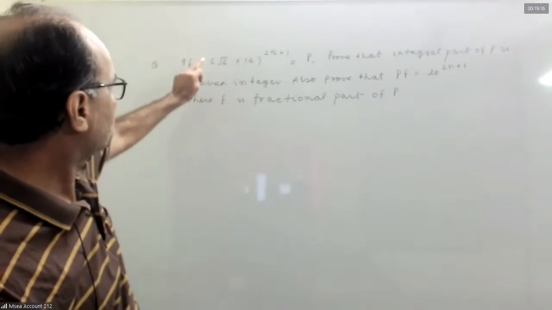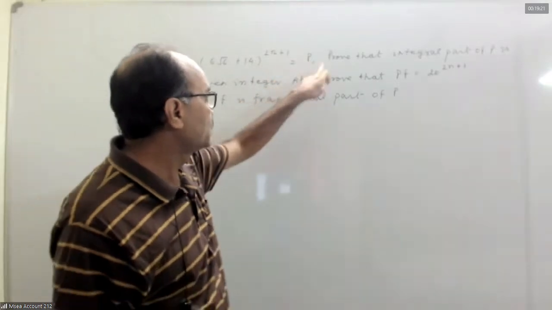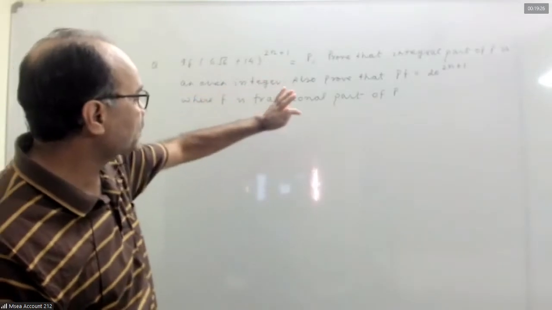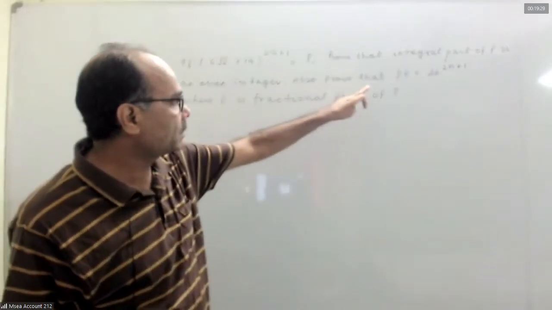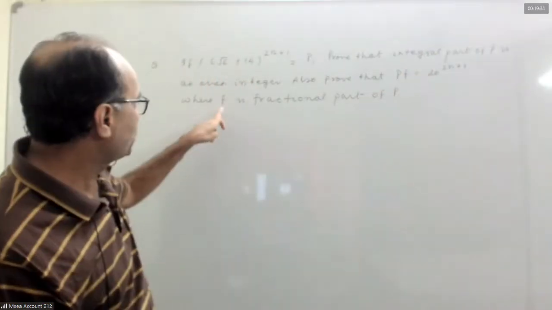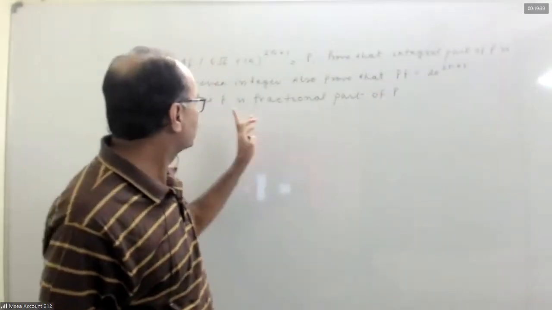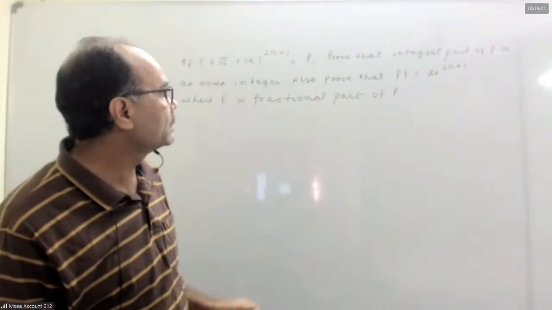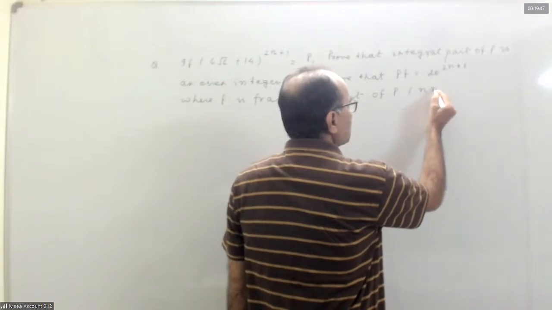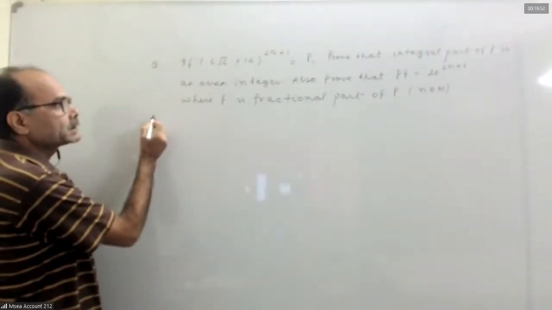The question is: if (6 root 6 plus 14) to the power 2n plus 1 equals P, prove that the integral part of P is an even integer. Also prove that P into f equals 20 to the power 2n plus 1, where small f is the fractional part of P, and of course n belongs to the set of natural numbers. Now, I will do it. The next one you have to do.